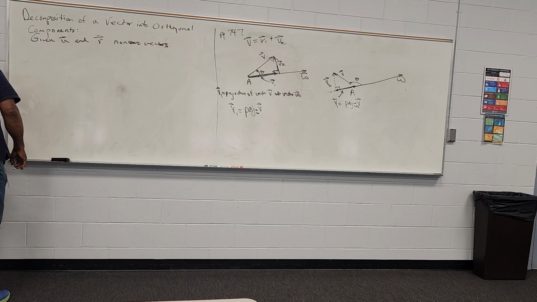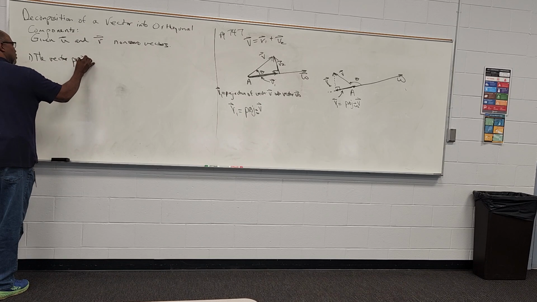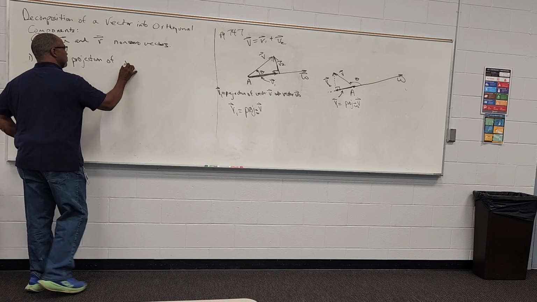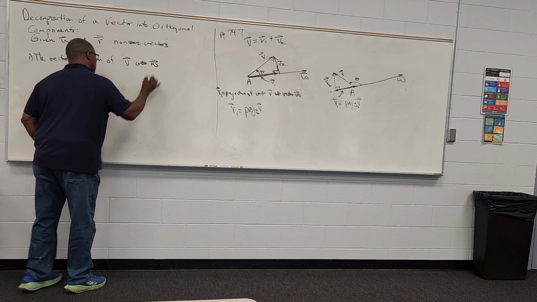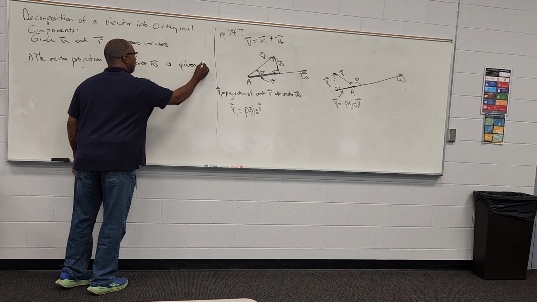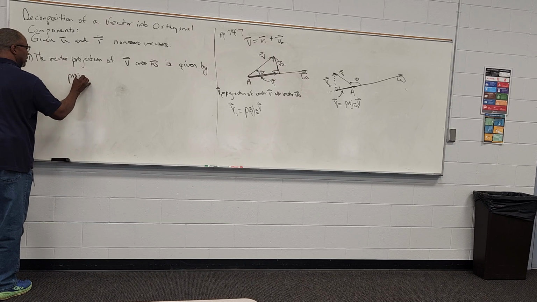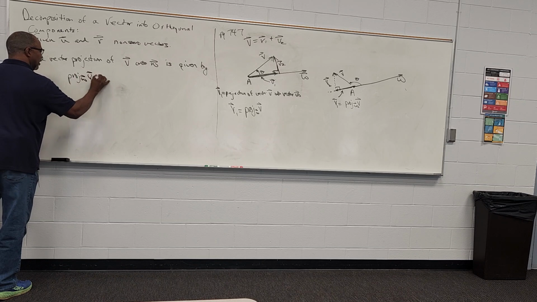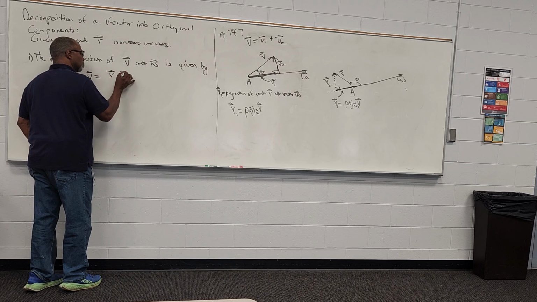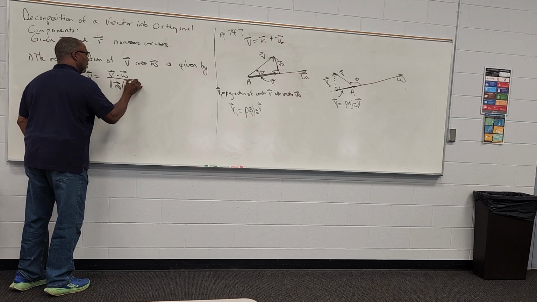Okay? The vector projection of V onto W is given by, just what we just said, projection of V onto W. The actual formula for it is going to turn out to be V dot W over the norm of W squared times vector W.